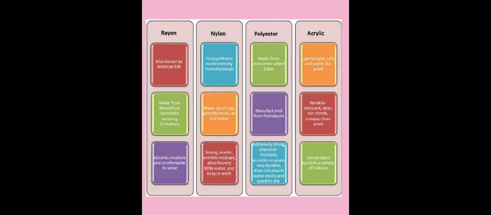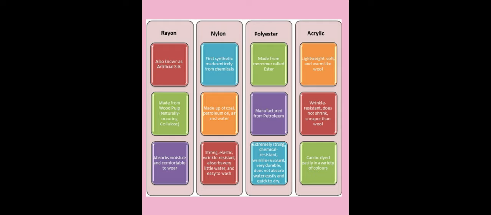Rayon, nylon, polyester and acrylic. Rayon is also known as artificial silk. Nylon is the first synthetic fiber made from chemicals. Polyester is made from monomer units of esters. Acrylic is lightweight, soft and warm, which looks like wool.